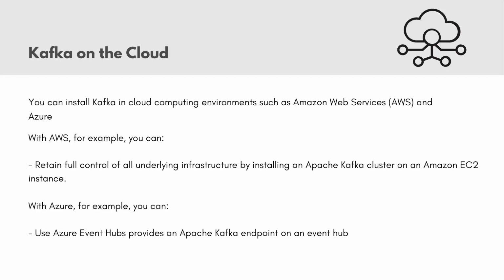You can install Kafka in cloud computing environments such as AWS, which is pretty popular, and Azure. With AWS, for example, you can retain all the control that you need. You can set it up how you want to by installing Apache Kafka on Amazon EC2. So you can create a VM using AWS, and you can just install Kafka on that VM, and now you can set it up based on whatever you want it to, or how you want it to.